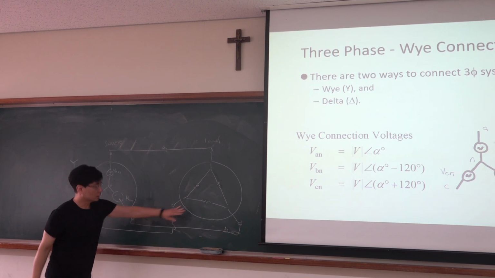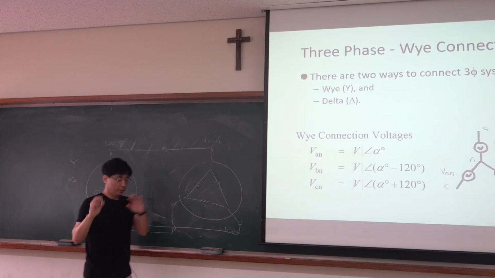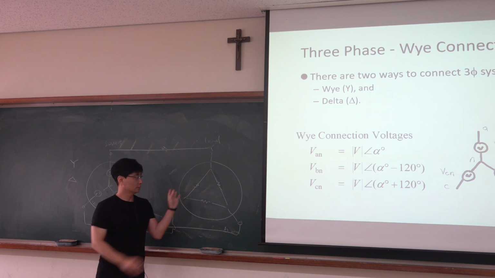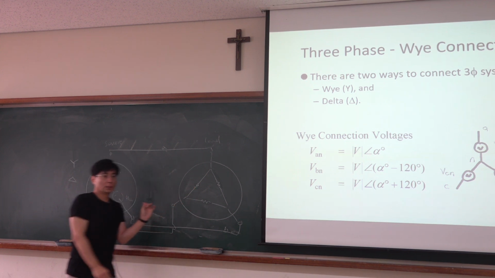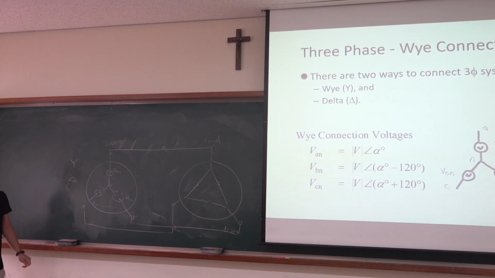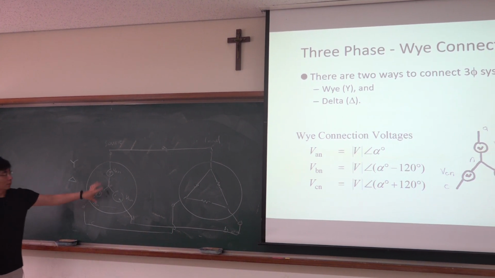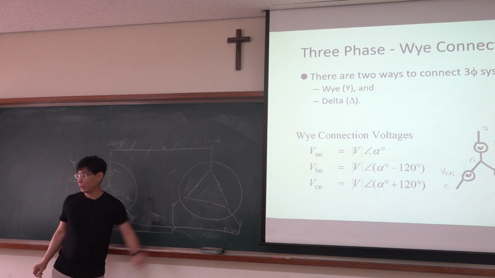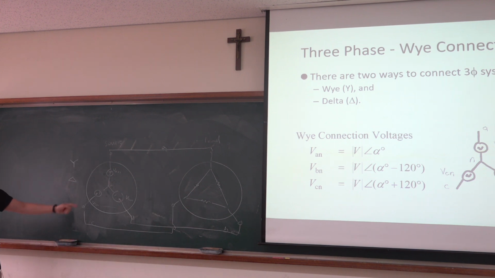Typically, this is the load side. At the load side, physically this is a delta connection. At the source side, we have a Y connection. But when we have a Y connection here and a delta connection there, it's not easy to analyze. Why? How do we analyze it?